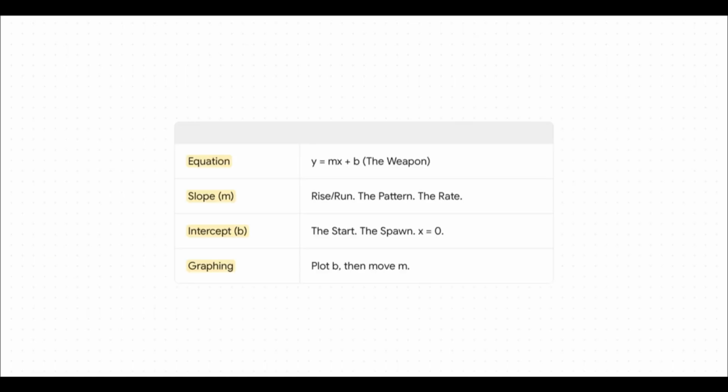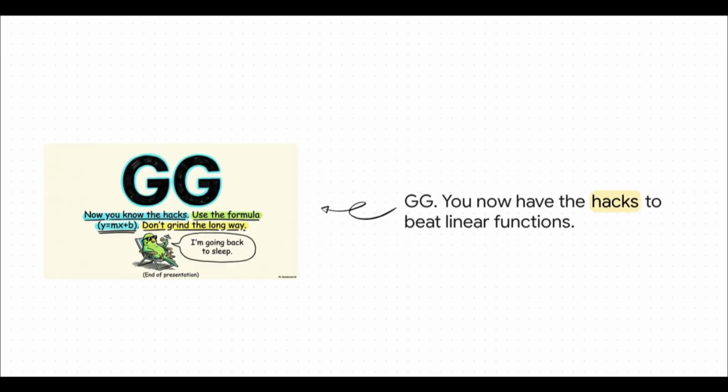So here's the TLDR. The equation, y equals mx plus b, that's your main tool. The slope, m, is just the rate of change, or the pattern. The intercept, b, is your starting amount, or your spawn point. And to graph it, you just plot b, then move with m. You might want to screenshot this one. Just stay in. And that's it.